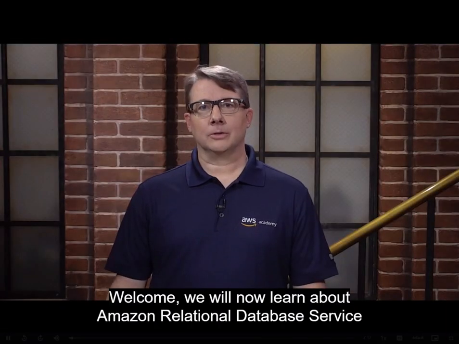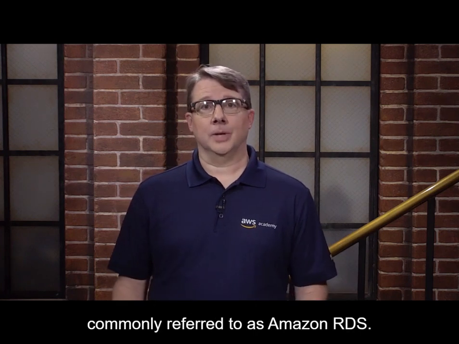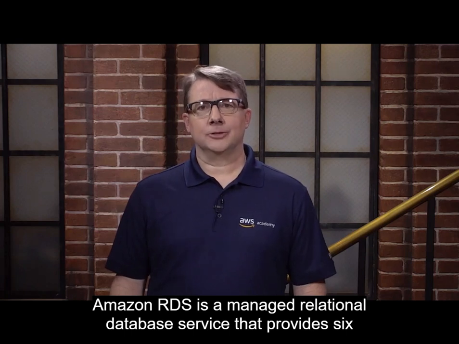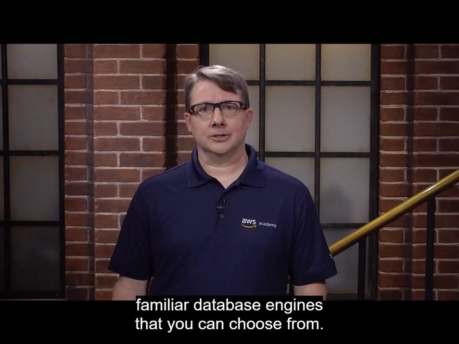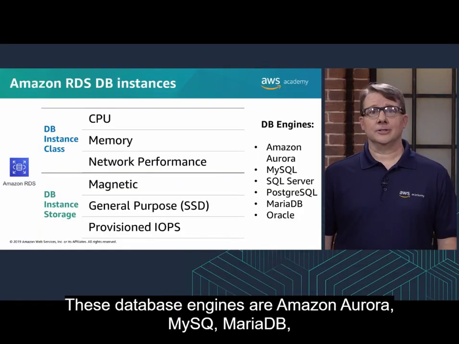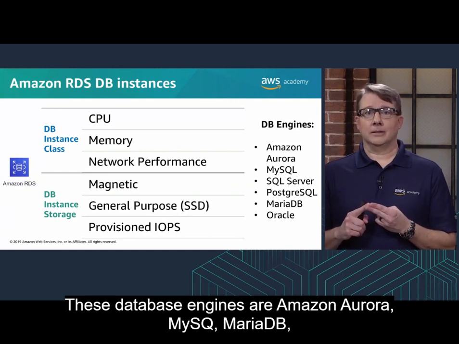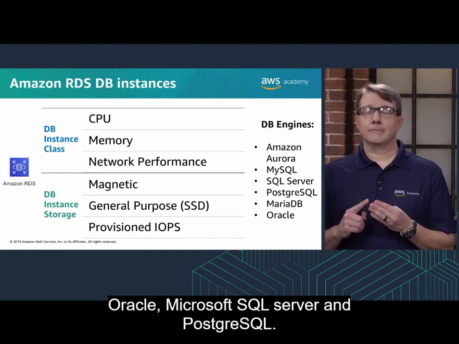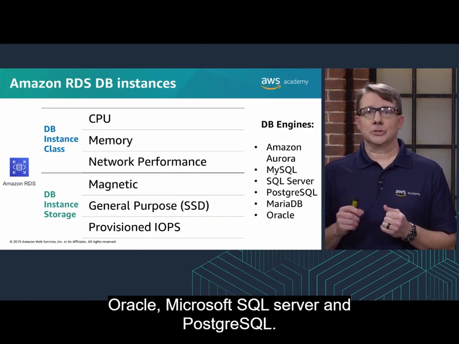Welcome. We will now learn about Amazon Relational Database Service, commonly referred to as Amazon RDS. Amazon RDS is a managed relational database service that provides 6 familiar database engines that you can choose from. These database engines are Amazon Aurora, MySQL, MariaDB, Oracle, Microsoft SQL Server, and PostgreSQL.